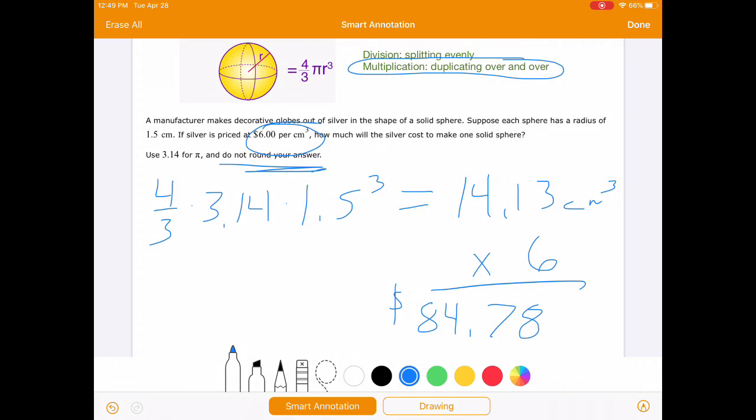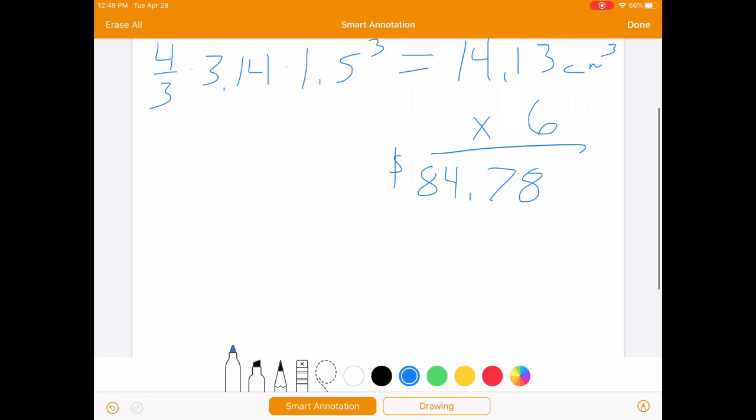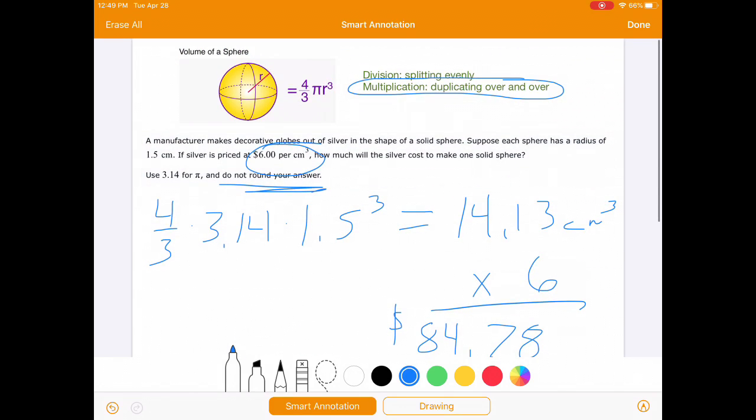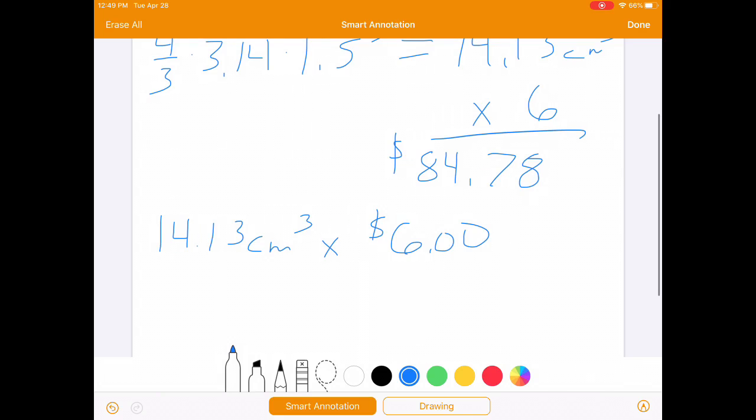One last thing I want to talk about real quick is the units here. We started with 14.13 cubic centimeters, and we talked about why these are cubic centimeters, but then we multiplied this by $6, and if you remember, it said $6 per cubic centimeter. So what that really means is $6 over 1 cubic centimeter, and this is how the units turn from cubic centimeters into dollars. What you notice is we have cubic centimeters in the numerator and in the denominator, and anytime you have factors in the numerator and the denominator, they cancel each other out, which is why the only unit we were left with was dollars.